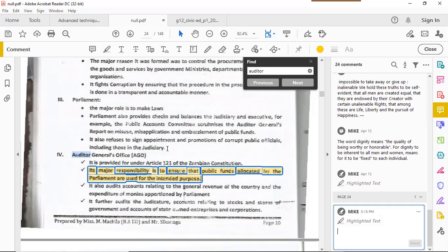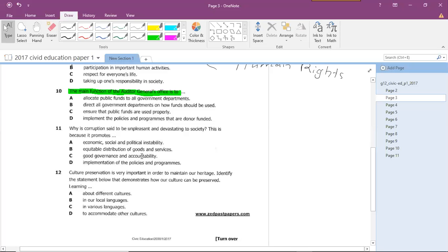Then you just simply go back to your past paper. Ensure that public funds are used properly. So that would be our answer. So question 10, our answer is C, like so. So let's move on to question 11.